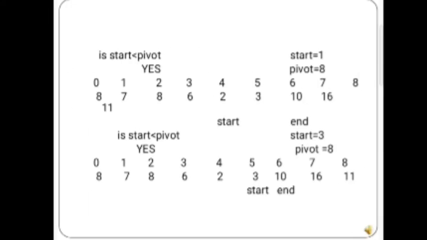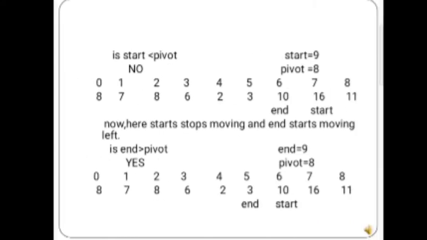So the next case is start is less than pivot. Start is 1 here and pivot is 8. So the condition is true. And again start is less than pivot. Start is 9 and pivot is 8. So the condition is false here.